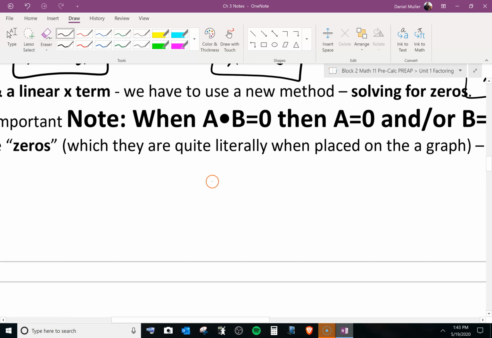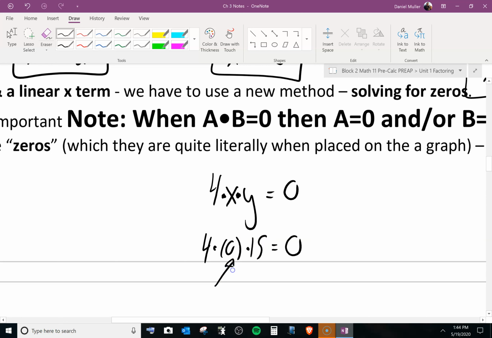Sometimes you get things like 4xy equals 0. And it's one of those things that says, okay, well, how can we make this statement true? Well, if I make x to be 0, I've got 4 times 0 times y equals 0. Y can be any number we want. It could be 15. And we would get a true statement, because 4 times 15 is 60, and 60 times 0 is still 0. So the fact that we choose this x to be 0 makes the whole thing 0. I could pick this y to be 1,000,000, and 0 times 1,000,000 times 4 would still be 0.